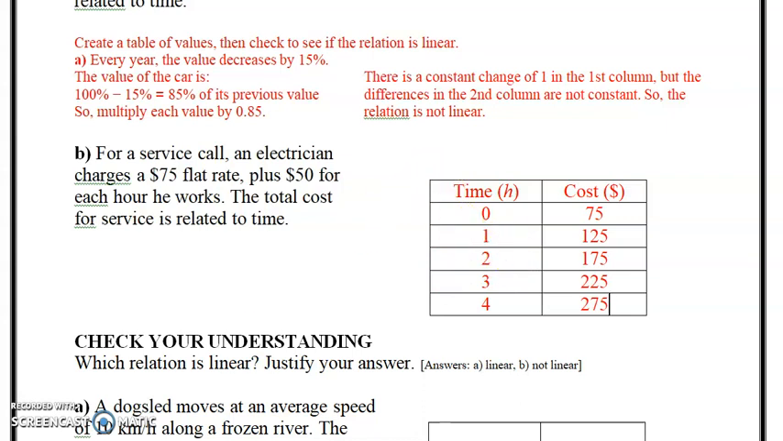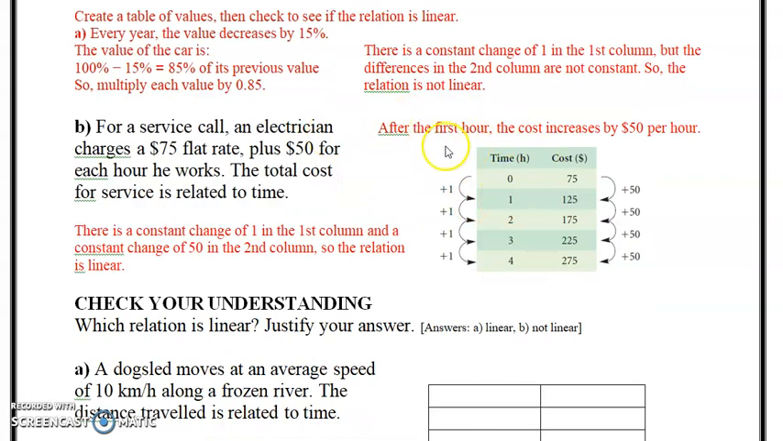Okay. I just wrote down some of the information for you, just as we talked about. After the first hour, it costs $50 per hour, right? So it's 75 for the first hour, and then every additional hour after that. Both have a constant common difference, so therefore this is indeed linear.